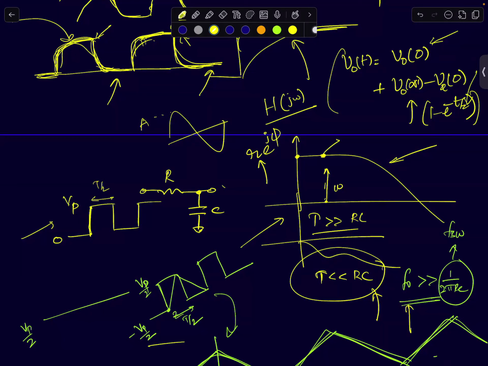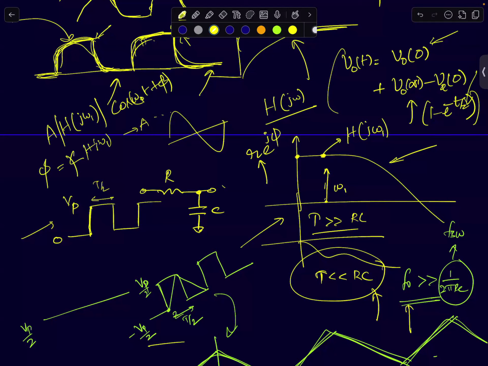So let's say the gain at this frequency, let's call it omega 1, is h of j omega 1. Then if the input sinusoid's amplitude is A, the output sinusoid's amplitude is going to be the magnitude of h of j omega 1 times A, cos omega 1 t. And I can also predict the phase. The phase of this output sinusoid will be the angle of h of j omega 1.